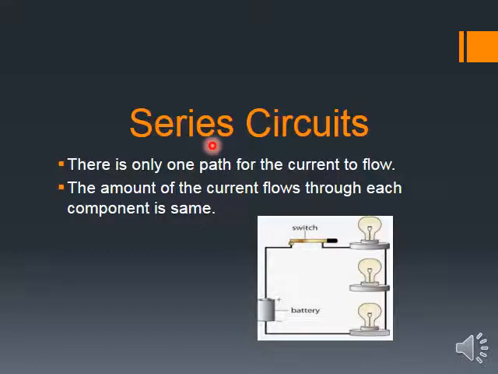There is only one path. The electric current will move from first, second and third, and again to the battery. There is only one path for the current to flow. The amount of the current that flows through each component is the same.